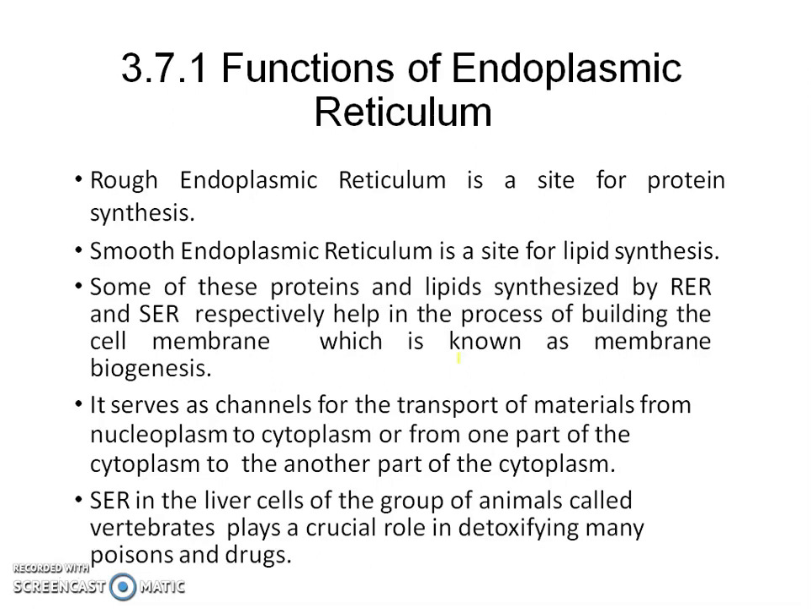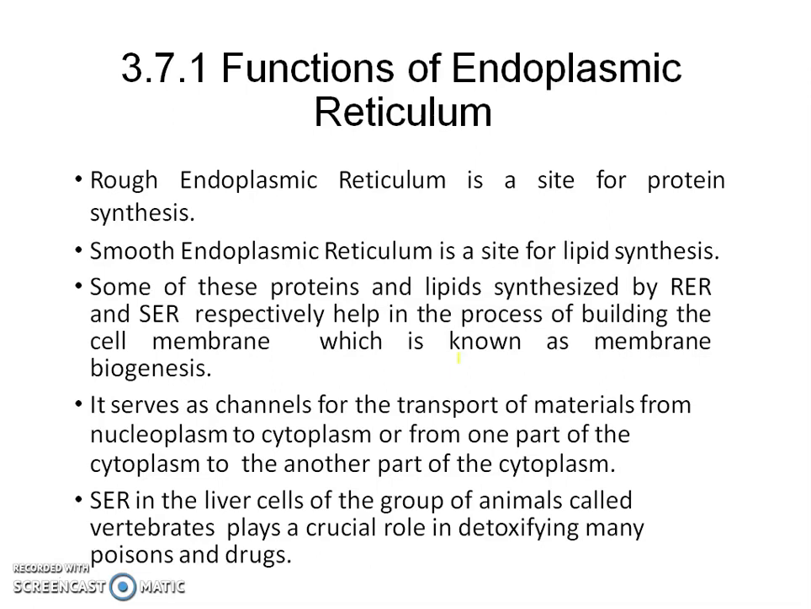Some of these proteins and lipids synthesized by rough and smooth endoplasmic reticulum respectively are used in the process of building the cell membrane. So these lipids and proteins which they make help in repairing the cell membrane. That process is called membrane biogenesis. They make the cell membrane, the structure of cell membrane. So the things which are used, the bricks that are used for making the cell membrane, are prepared inside the endoplasmic reticulum. It serves as a channel for the transport of material. Channel means the roadway from which the material is transported from nucleoplasm to cytoplasm.